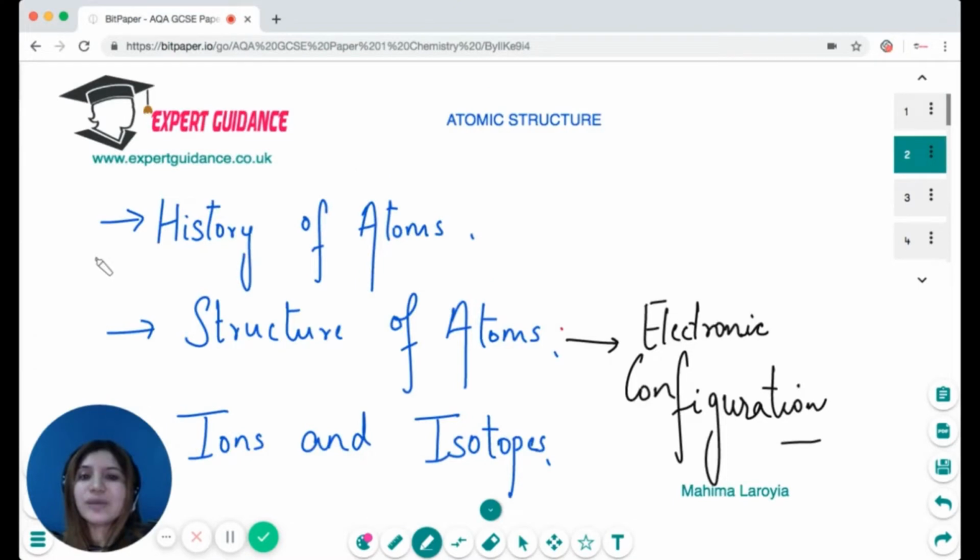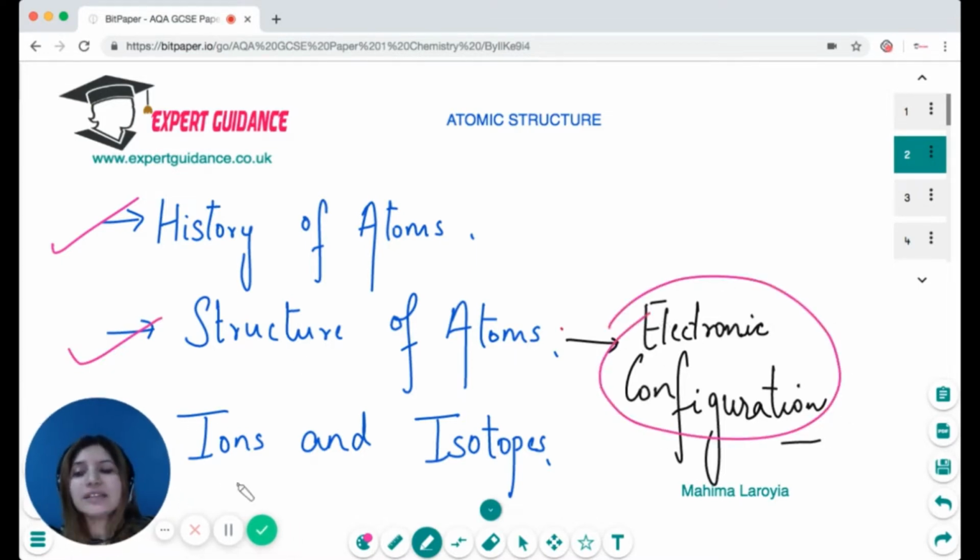These are the things that you need to cover in this chapter of atomic structure. You should know the history of atoms, like what developments were made that have given the present structure of the atom. What is the present structure of the atom? How do we do the electronic configurations, and what are ions and isotopes?